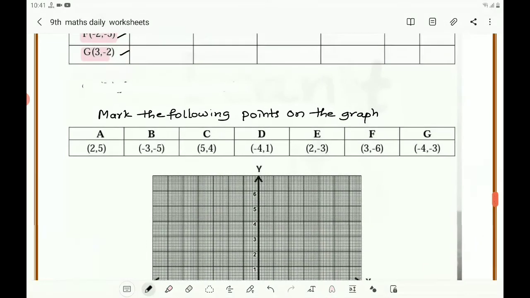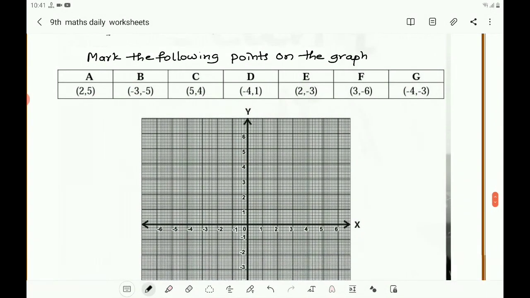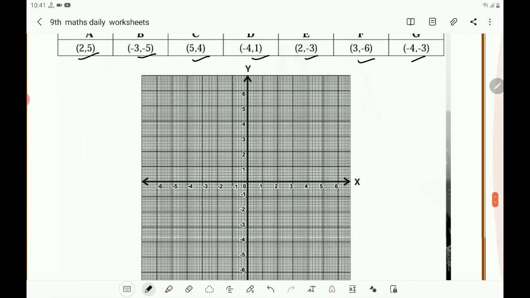Next one, mark the following points on the graph. First one, (2, 5) is point A. Point B is (-3, -5). Point C is (5, 4). Point D is (-4, 1). Point E is (2, -3). Point F is (3, -4). Point G is (-4, -3).